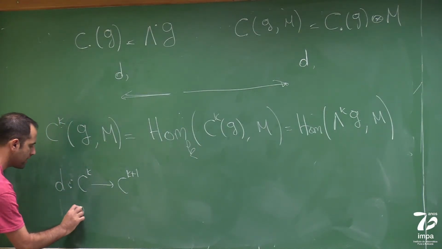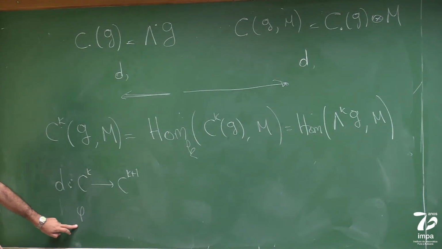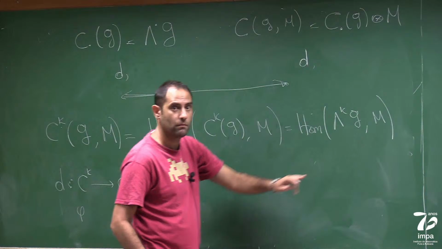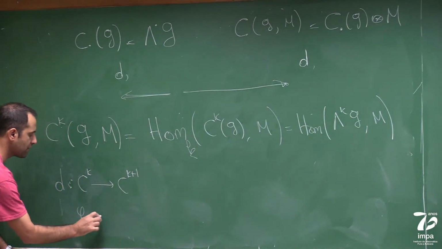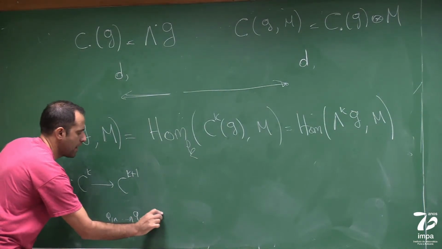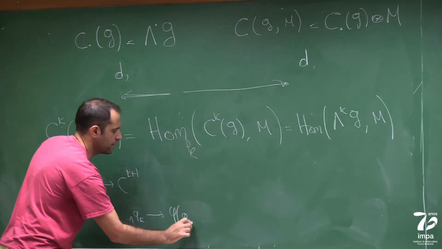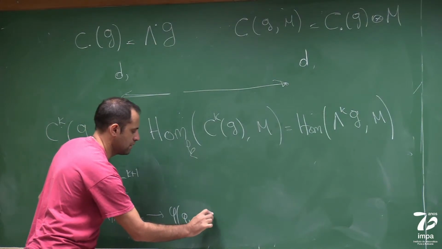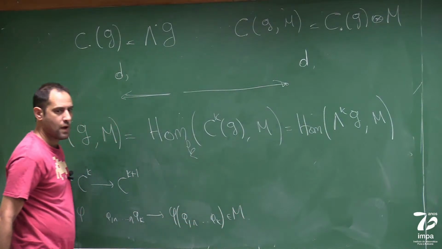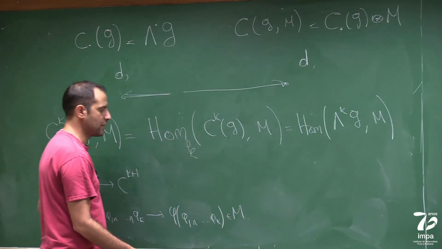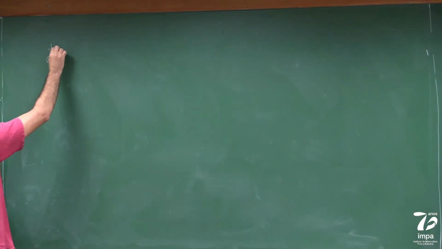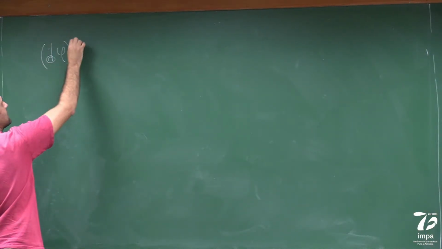So what is an element here? Let's take phi. So phi is an element that takes k guys from G, and it gives me an element in M. So this phi is something that takes a_1 wedge ... wedge a_k, and it gives me back phi of a_1 through a_k, which is inside of M. And what I want to construct is d phi, which should take one element more. So d phi takes k plus 1 elements.